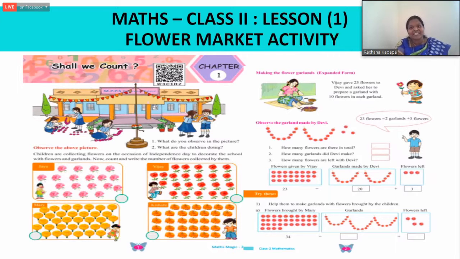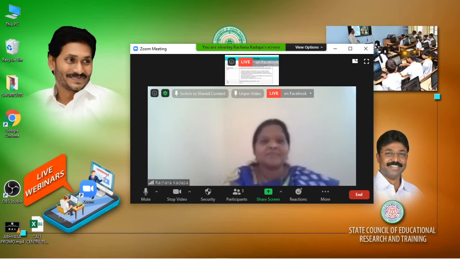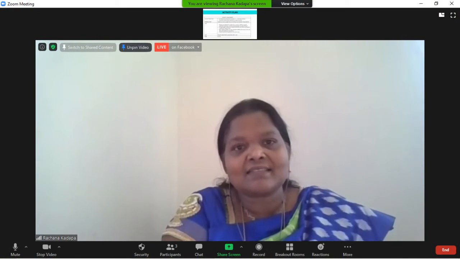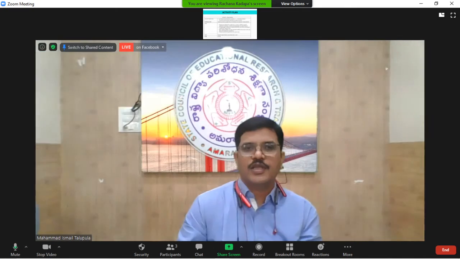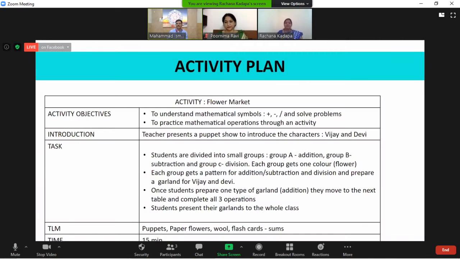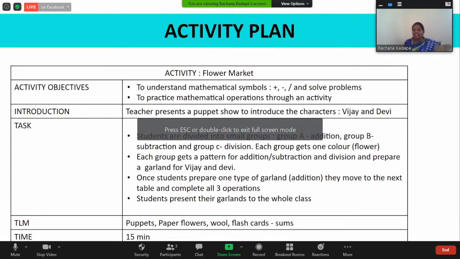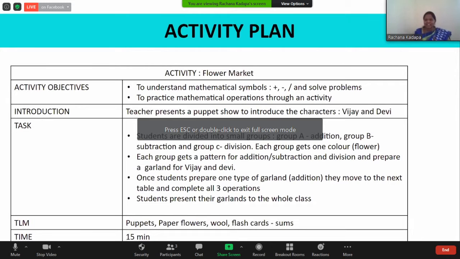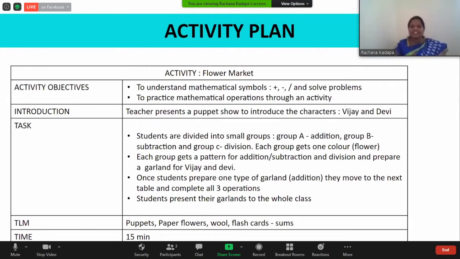This is a revision activity. And then today's task is students are divided into small groups. Students are divided into small groups. Group A addition, Group B subtraction, and Group C division. Each group gets one color.